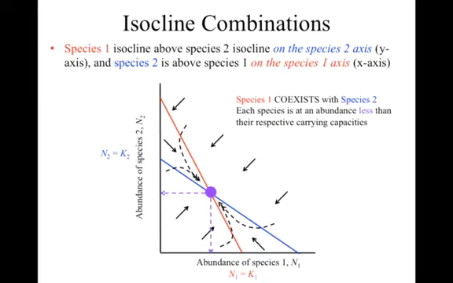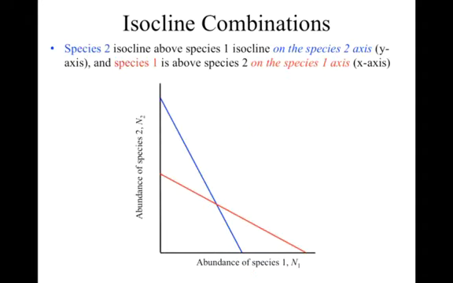All right, one more scenario. On to scenario 4. In scenario 4, the species 2 isocline lies above the species 1 isocline along that species 2 axis, and the species 1 isocline intersects the species 1 axis above the species 2 isocline. So again, the species 1 isocline lies above the species 2 isocline along that species 1 axis, along the x-axis. So same kind of deal.